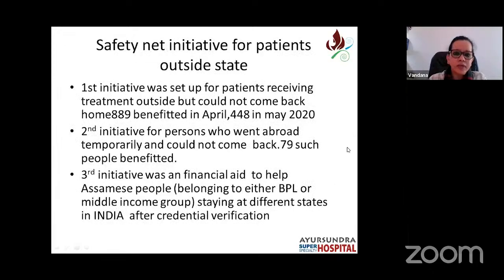home. Not only this, the initiative was also taken for patients who were out of the state. The first initiative was for patients who were receiving treatment outside but could not come back home. The second initiative was for patients or persons who were abroad temporarily. The third initiative was financial aid to help the Assamese people who belong to either below the poverty line or the middle income groups who were staying in different states of India.